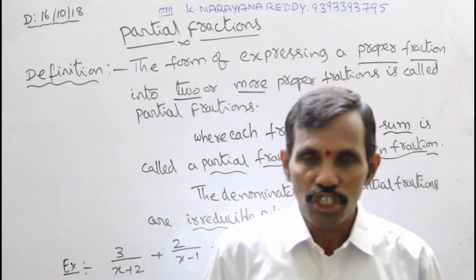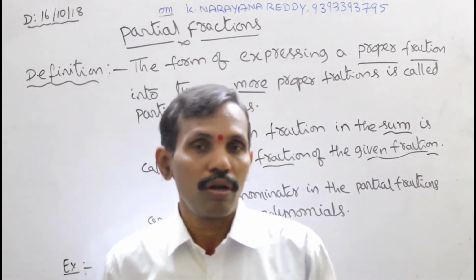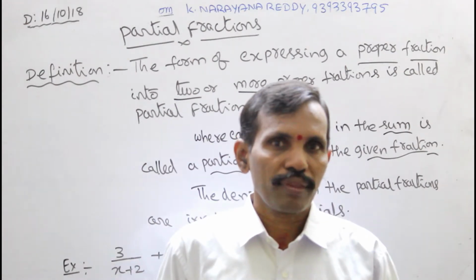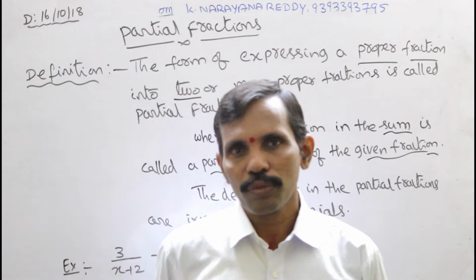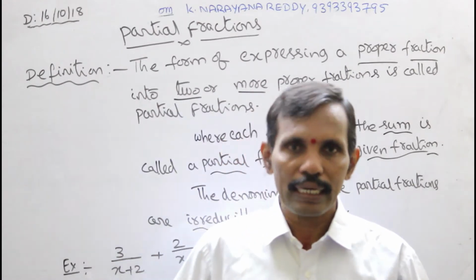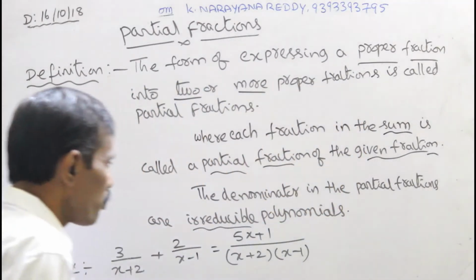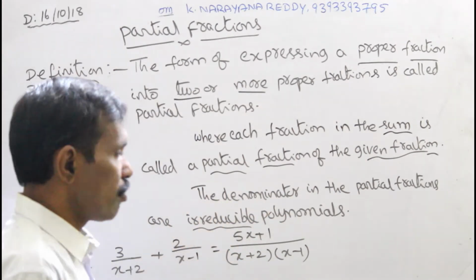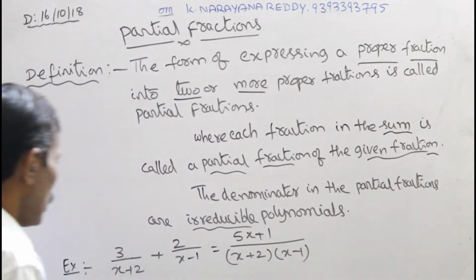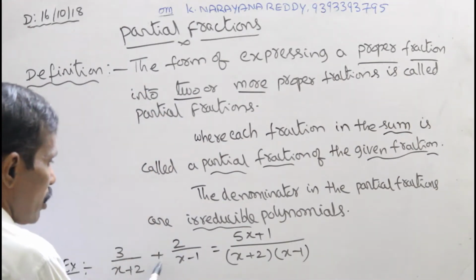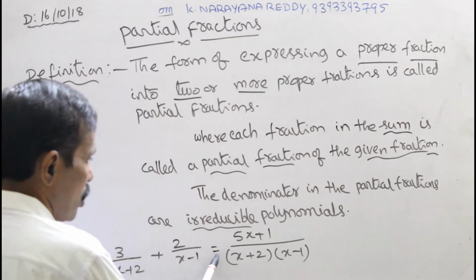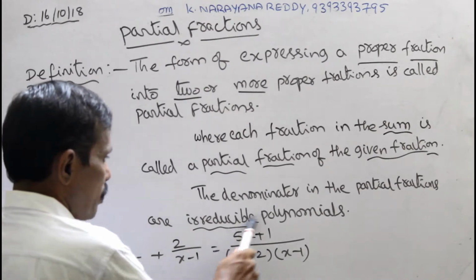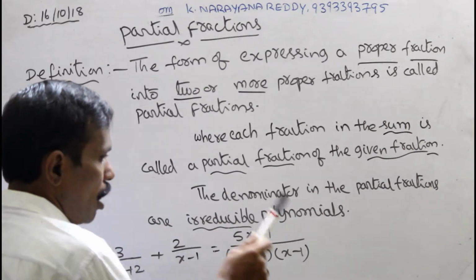x plus 2 is irreducible, x plus 3 is irreducible, 4x plus 2 is irreducible. This type of polynomial is called an irreducible polynomial. I will tell clearly in future classes. So the denominators in partial fractions are irreducible polynomials. Example: 3 by x plus 2 plus 2 by x minus 1 equals 5x plus 1 by x plus 2 into x minus 1. This is a proper fraction. What is a proper fraction?